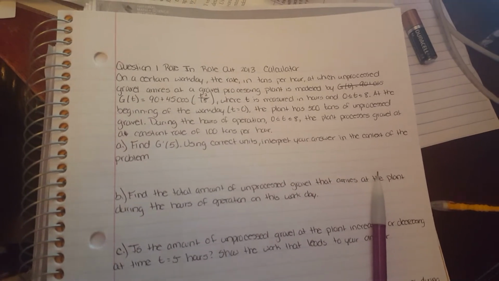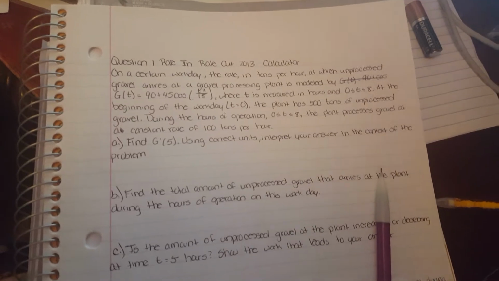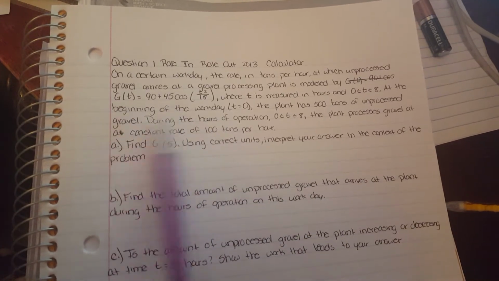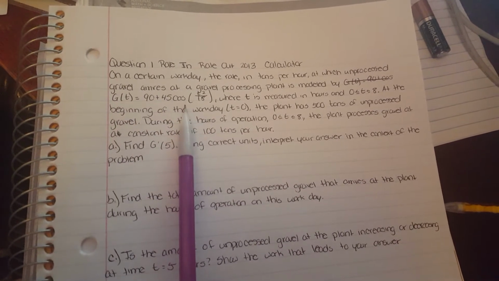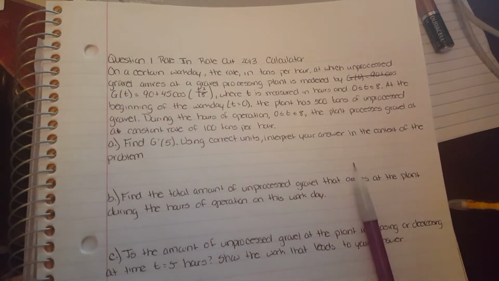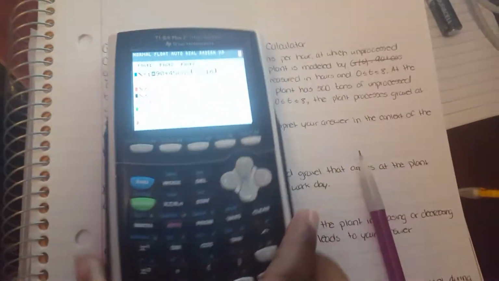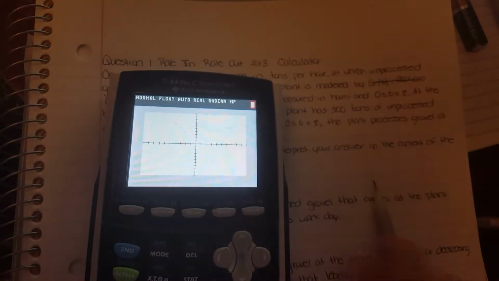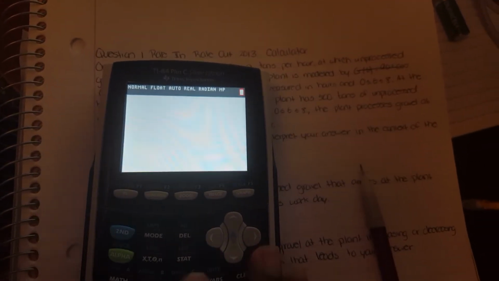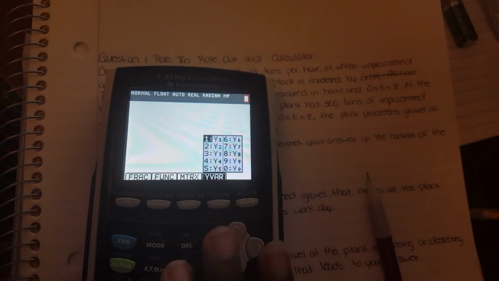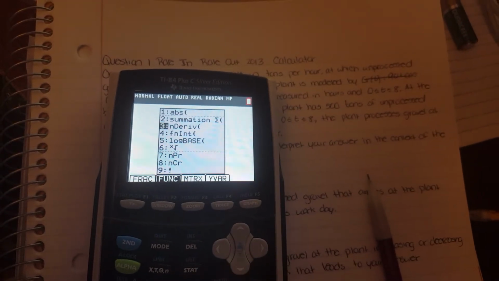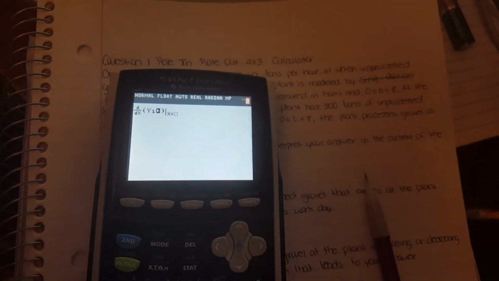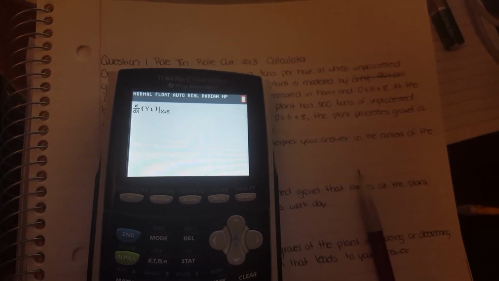So the first question is, find G prime of 5. Using correct units, interpret your answer in the context of the problem. Since we can't take this by hand, we'll just have to use our calculator to figure it out. On the calculator right here, I have it already graphed. As you can see, there is no graph, so we're just going to go to calculate and find the derivative of this function at x equals 5.